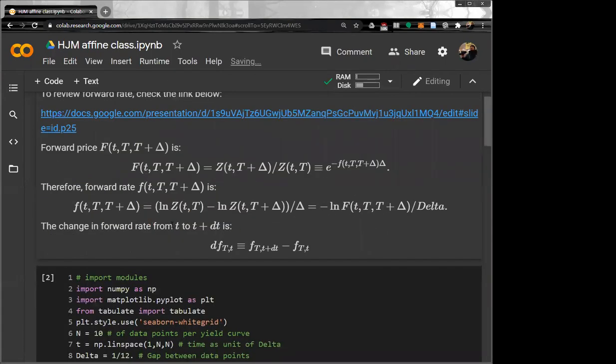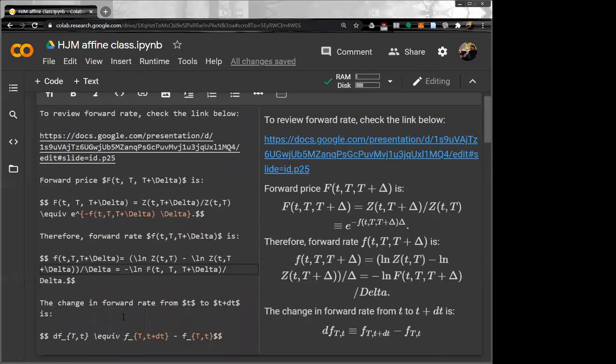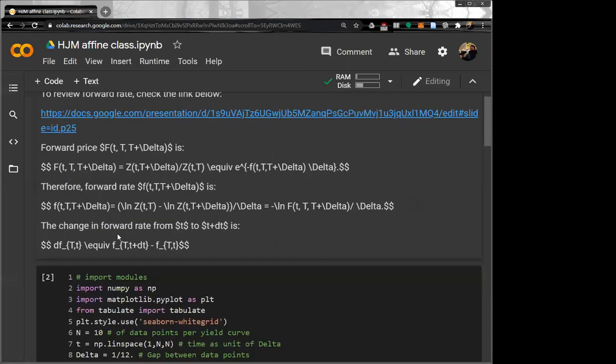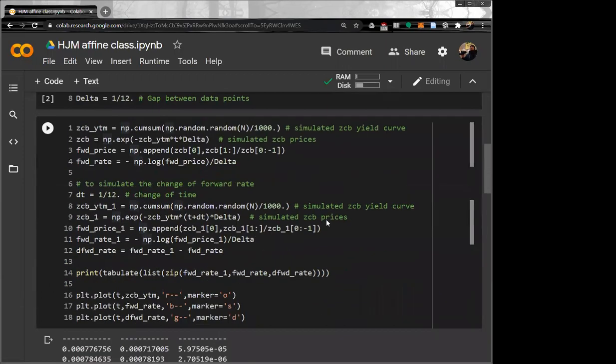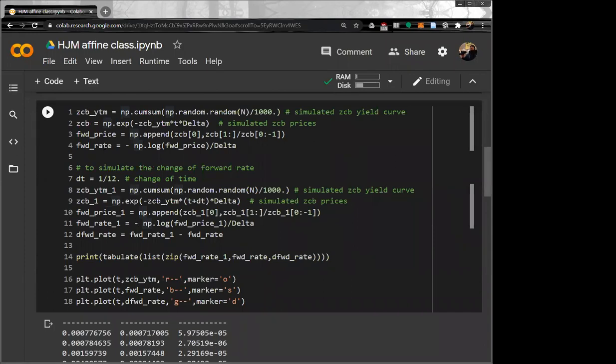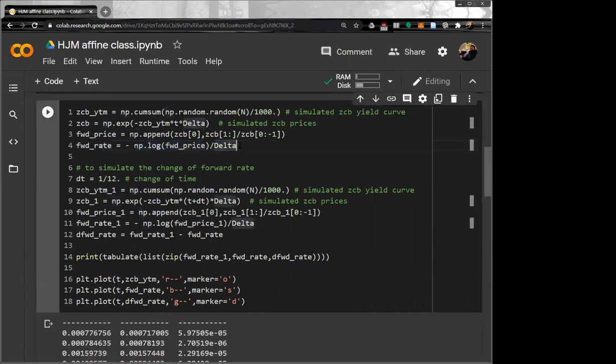Okay, much better. This delta thing, I'll make it this way. So if we combine this log, the log of z over this one, but this is the inverse of this f, so I put a negative over here, right? So it's basically the same. So I use this part to calculate the forward rate like this.